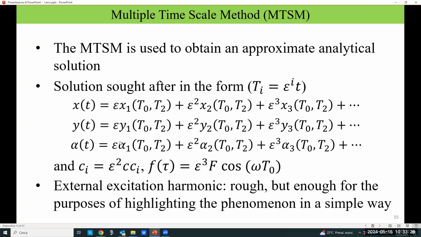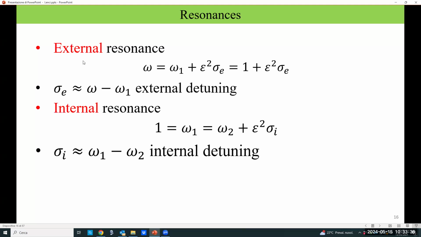Okay, so we look for the solution in this way, where T2 is the slow time and T0 is the real time. There are some technicalities, of course, that I will skip. We will exploit both the internal resonance, as we saw before, so epsilon is related to this detuning, and also external resonance, because as I told you, we have a problem only if the external frequency is close to the natural frequencies.